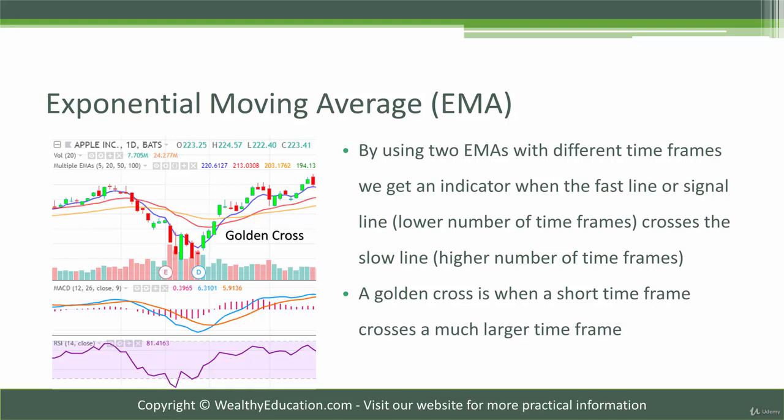A golden cross, which you may have heard talked about in the press, is when a short time frame crosses a much larger time frame. So one example would be if a 50-day moving average crosses a 200-day moving average. That doesn't happen that often in stocks on a daily basis or in markets on a daily basis. So when it happens, you may hear reports about it in the press.